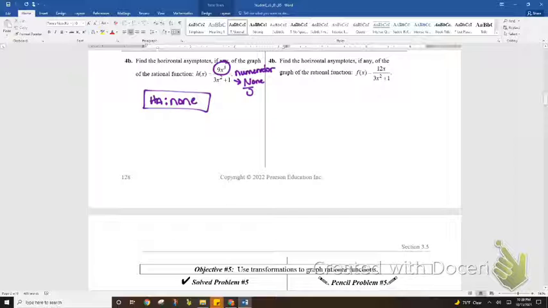Pencil problem 4B. Still after that horizontal asymptote, find your highest power of x. Notice this time it's in the denominator. Okay, if it's in the denominator, again, I use NOBO to help me. And it's that O, which is the y equals 0. So therefore our horizontal asymptote is at y equals 0.